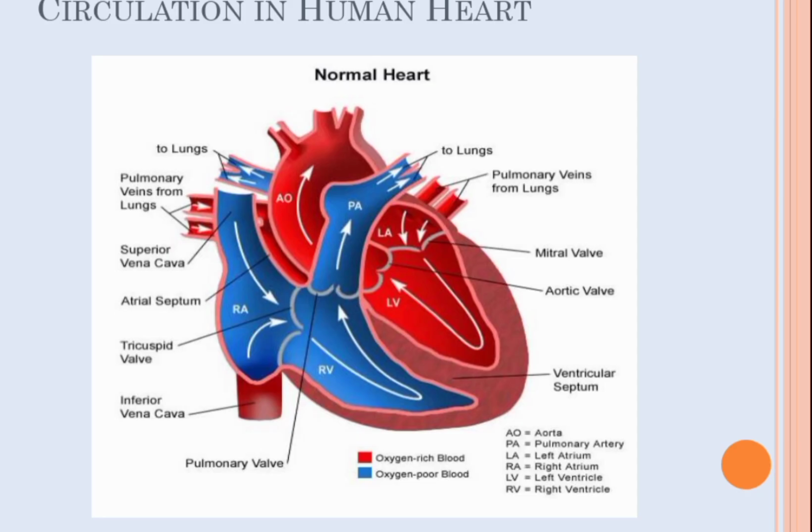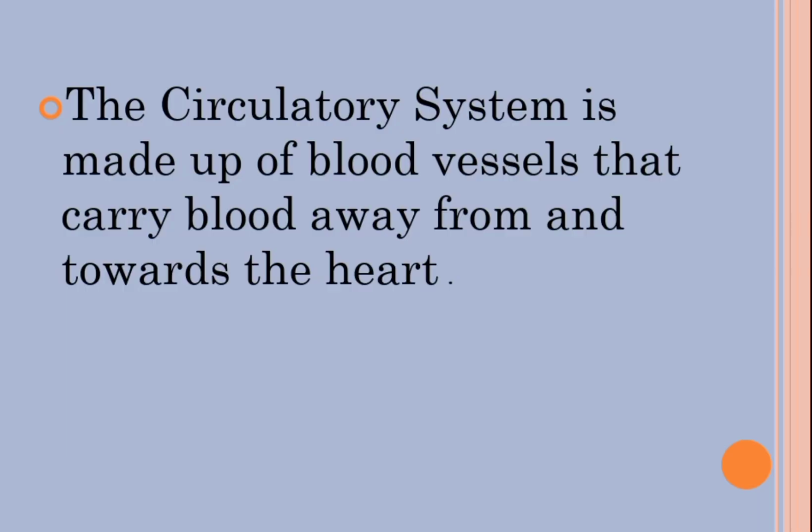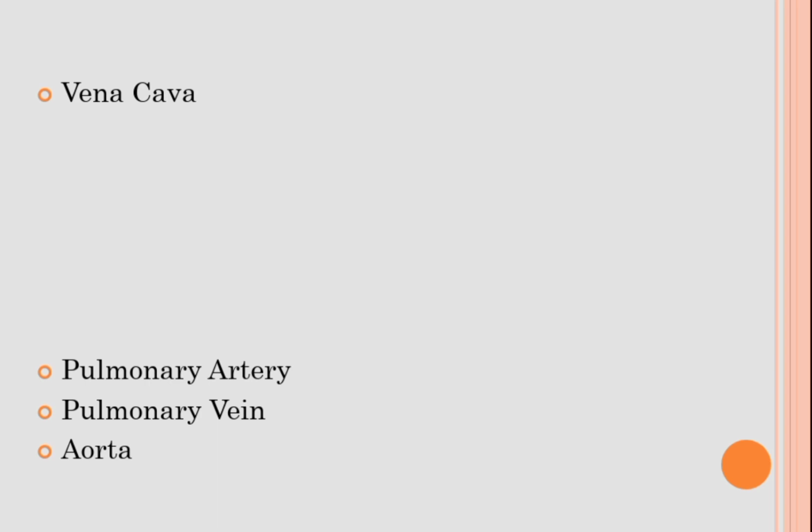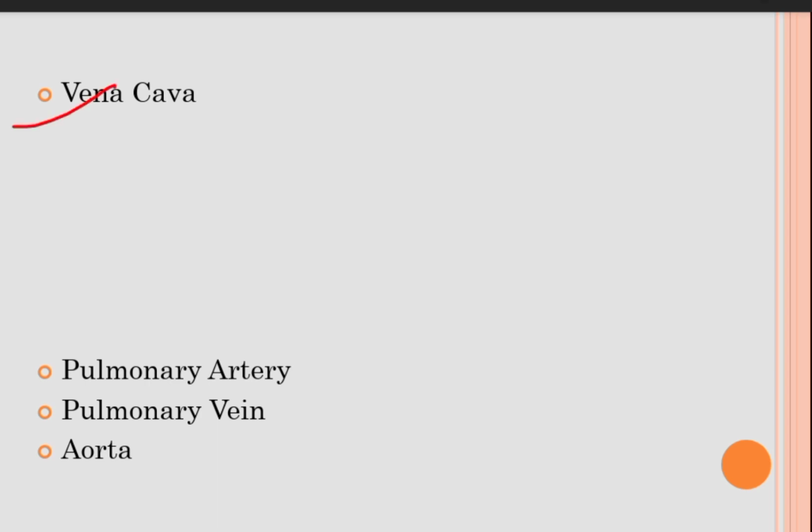In this lecture, we are going to discuss circulation in the human heart. So let's start. First point, the circulatory system is made up of blood vessels that carry blood away from and towards the heart. That means the circulatory system is made up of blood vessels that carry blood away from the heart and towards the heart. So, blood vessels involved in this process are vena cava, pulmonary artery, pulmonary veins, and aorta.